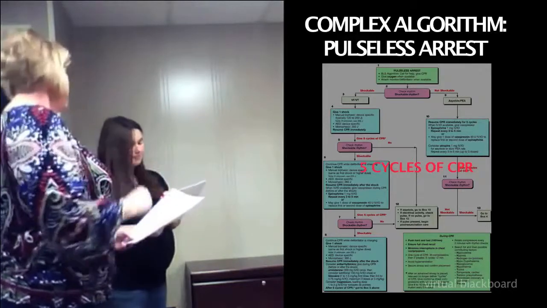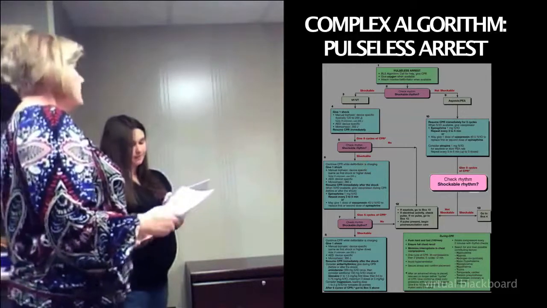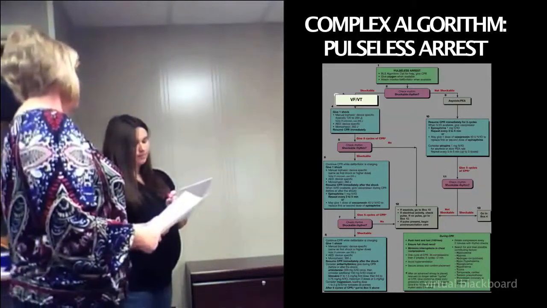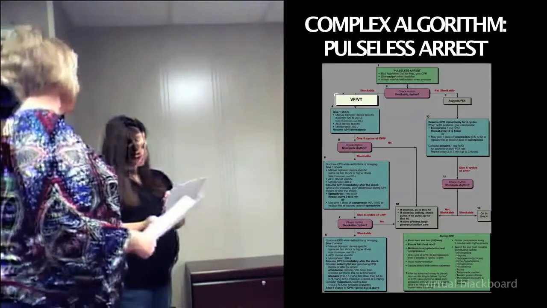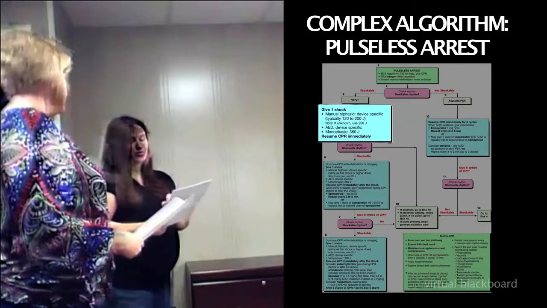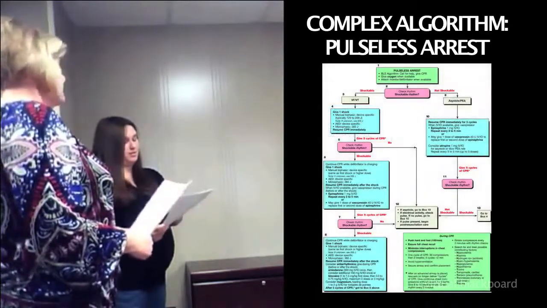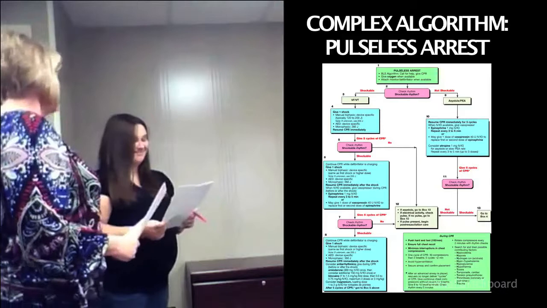After you give the 5 cycles on the algorithm, it says to check for a rhythm. Yes. So when you check for the rhythm, you see ventricular tachycardia. What's the next thing that you do? I would, according to the algorithm, give 1 shock, and then I would resume CPR immediately. Very good. So you go back over to the other side of the algorithm. Yes. Okay. Well, you all are having no trouble with this at all. Very good, Lexi. Thank you.